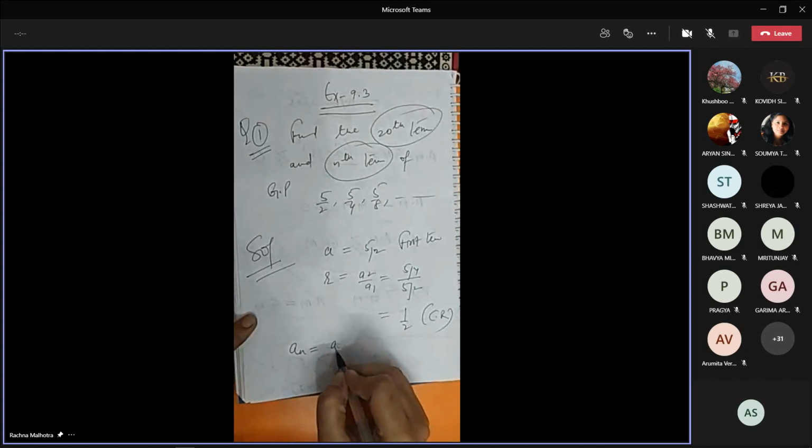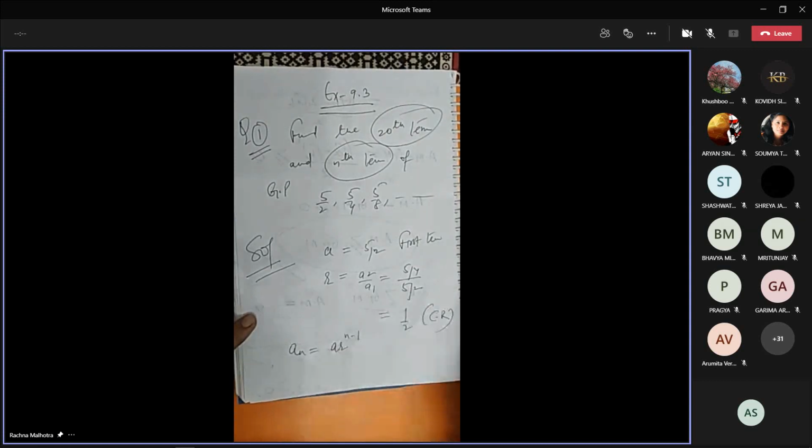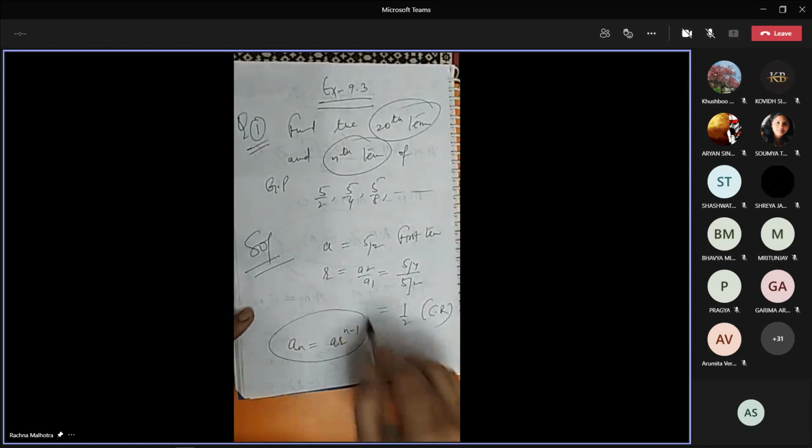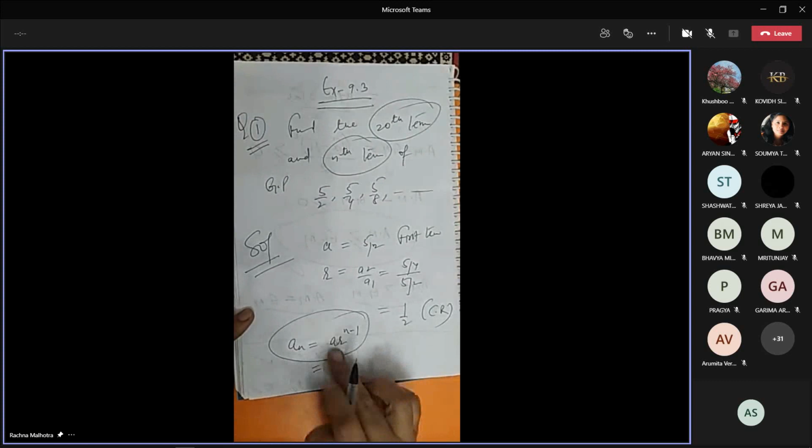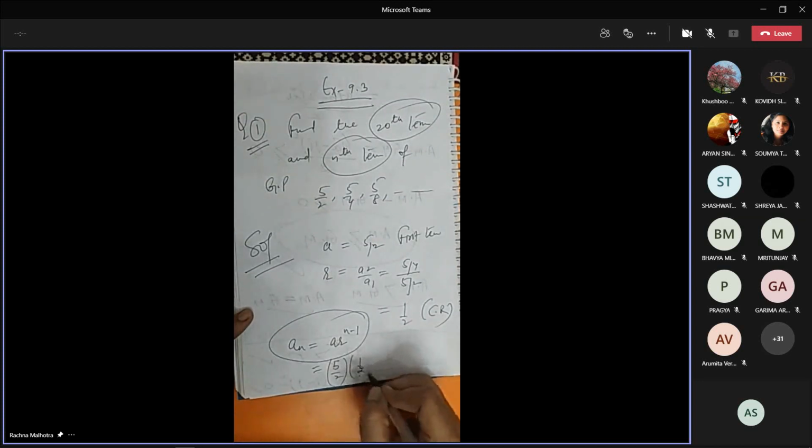What is the nth term formula? A multiply r to the power n minus 1. Already discussed this formula. Now you can substitute the values here. What is A? 5 by 2. What is R? 1 by 2, to the power n minus 1, because we are finding the nth term.